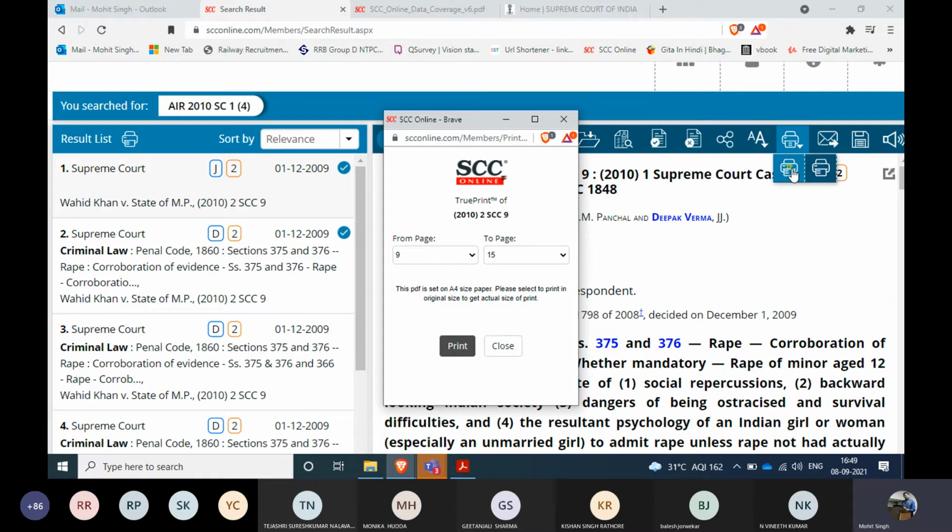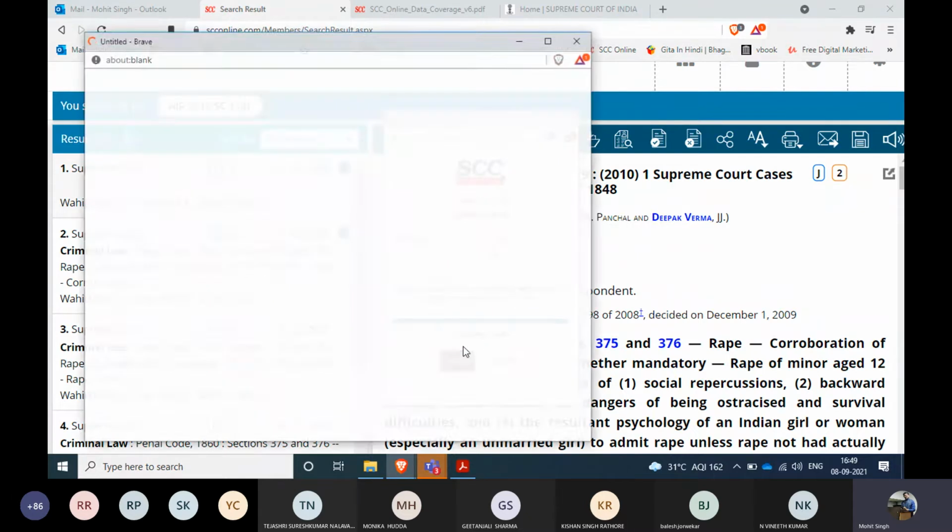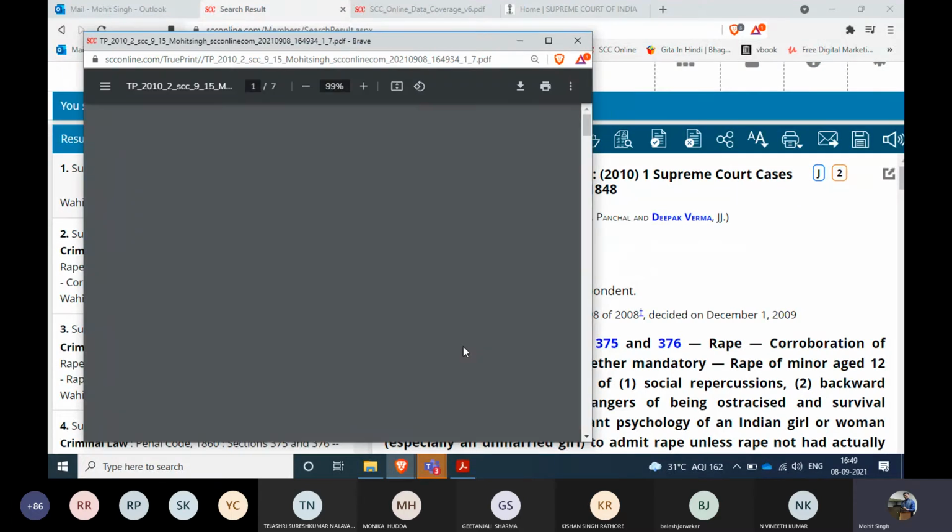Now, how to see those types of printouts, which are called true printouts? We go to the print icon, we go to the TP icon, that is the true printout icon. We select a few pages and then we click on print. This type of printout is acceptable in the court because it is exactly the photocopy of the journal. And that is why it is called the true printout.